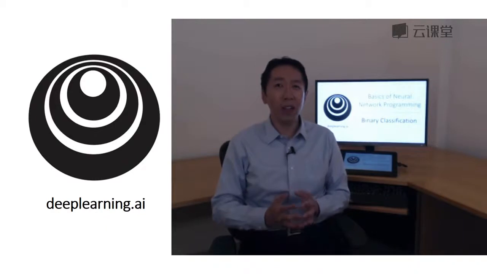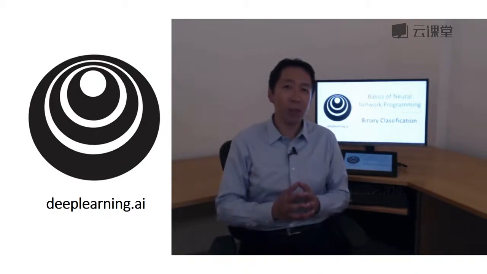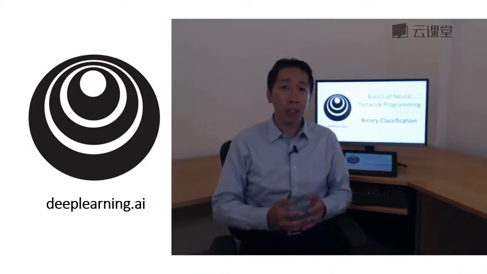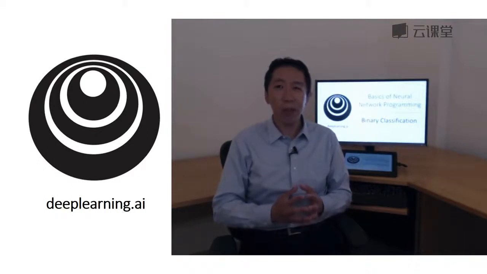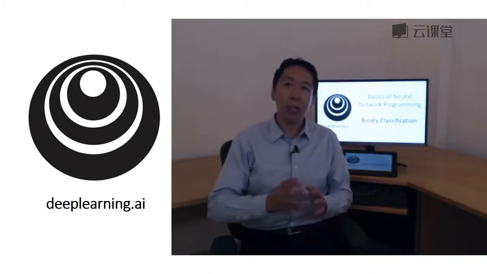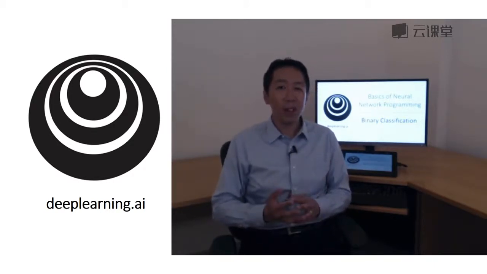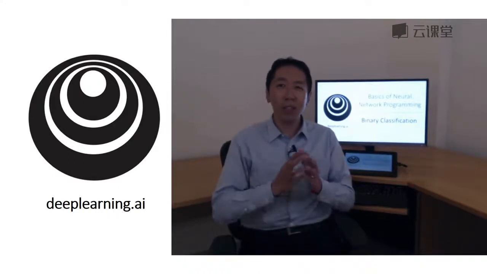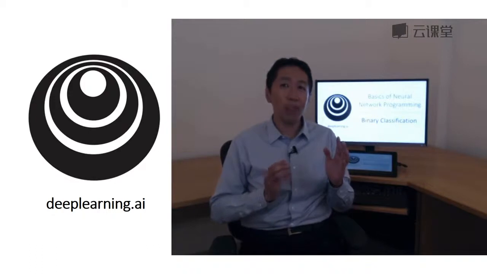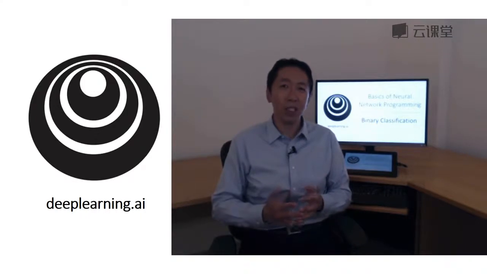Hello and welcome back. This week, we're going to go over the basics of neural network programming. It turns out that when you implement a neural network, there are some implementation techniques that are really important. For example, if you have a training set of M training examples, you might be used to processing the training set by having a for loop step through your M training examples. But when you implement a neural network, you usually want to process your entire training set without using an explicit for loop. So you'll see how to do that in this week's materials.